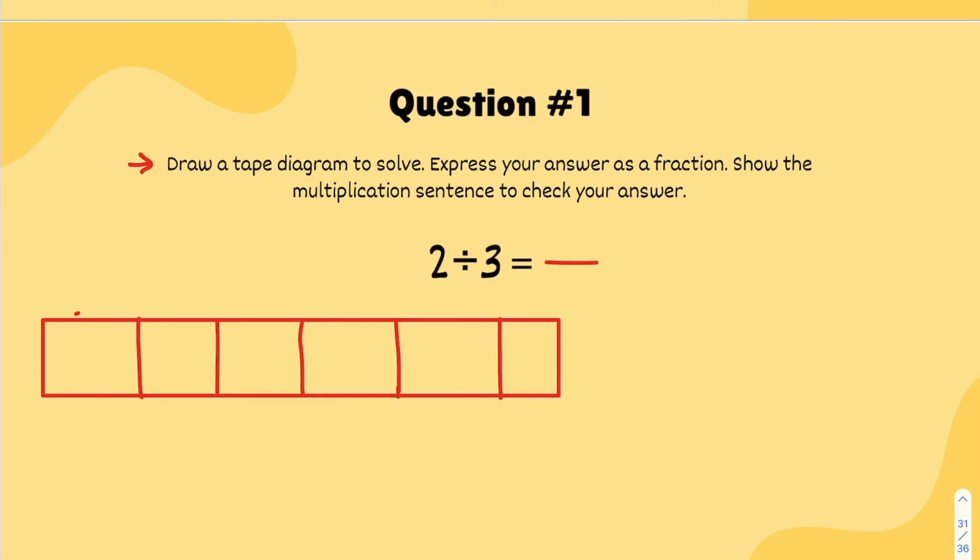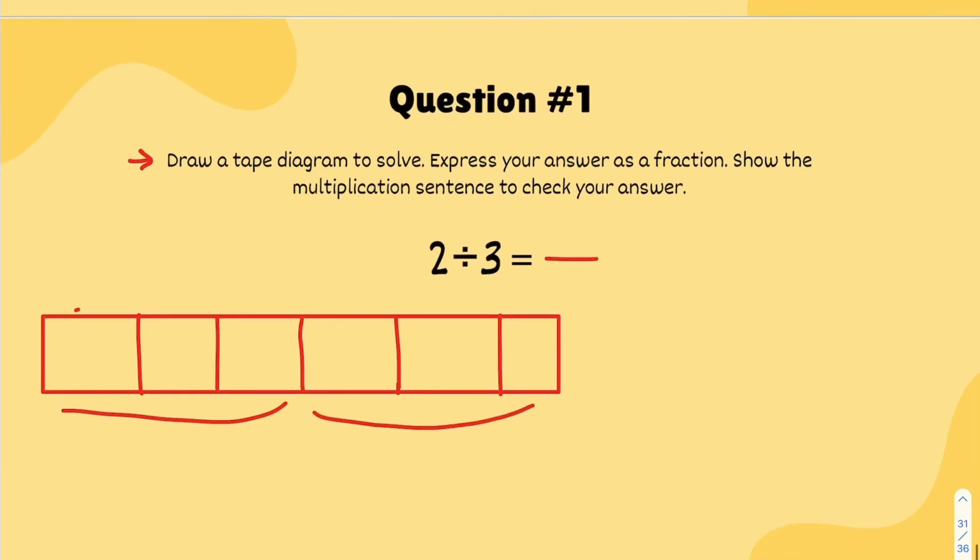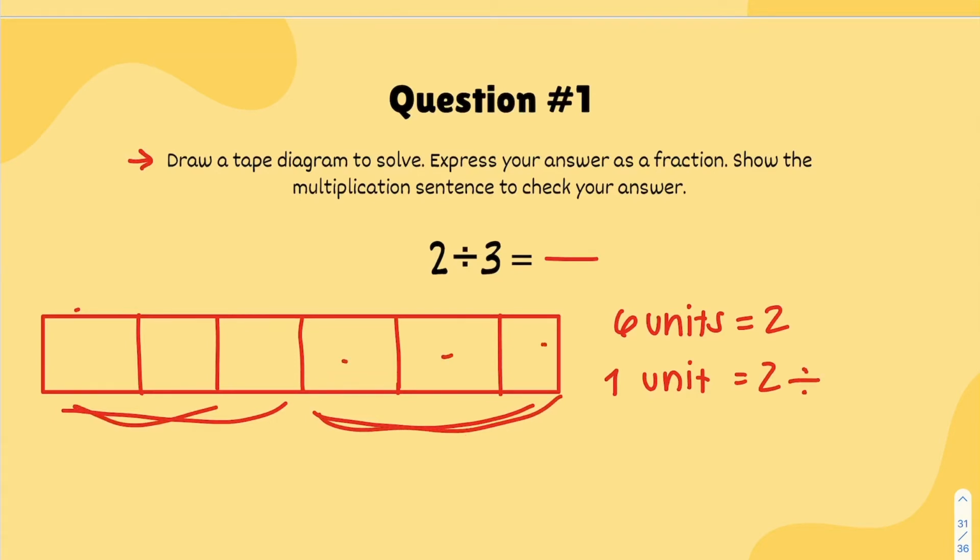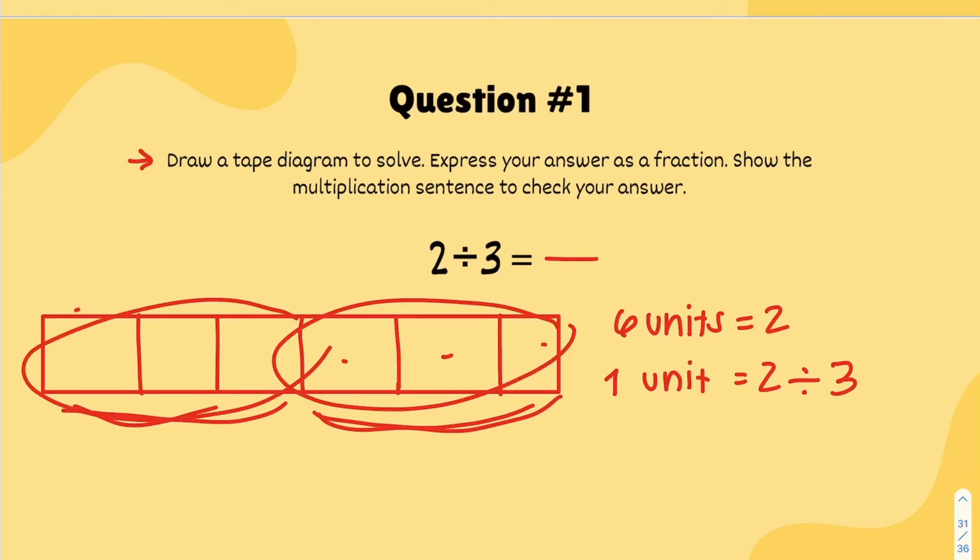Okay, so this tells us that 6 units equals 2, and 1 unit is equal to 2 divided by 3, because there was 2 here, and we have it in 3 per each whole. So in other words, we know that this fraction is 2/3. We're going to check it with multiplication.